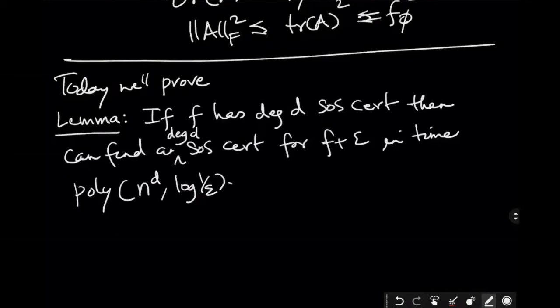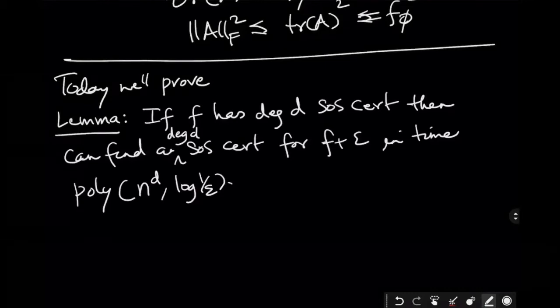But think of epsilon as some tiny but fixed positive number. And so in some sense, you shift f by a tiny positive number. And then we'll show that for any such f plus epsilon, we can in fact find a certificate in time which is polynomial in n to the d and log of 1 over epsilon.